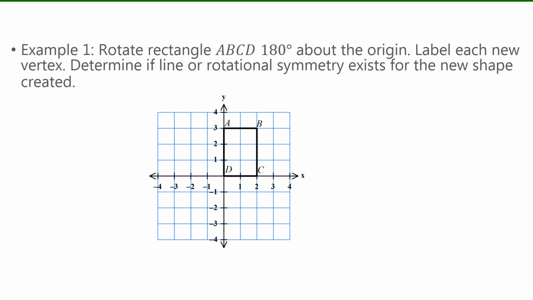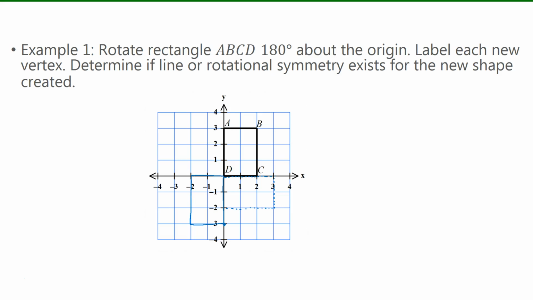For example 1, we have to rotate the rectangle ABCD 180 degrees about the origin. Then we'll label each new vertex and then determine if any line or rotational symmetry exists for the new shape created. So we can use tracing paper to help us rotate this rectangle, or you might be able to picture rotating it first 90 degrees and it ending up on its side, and then rotating it another 90 to result in this rectangle.